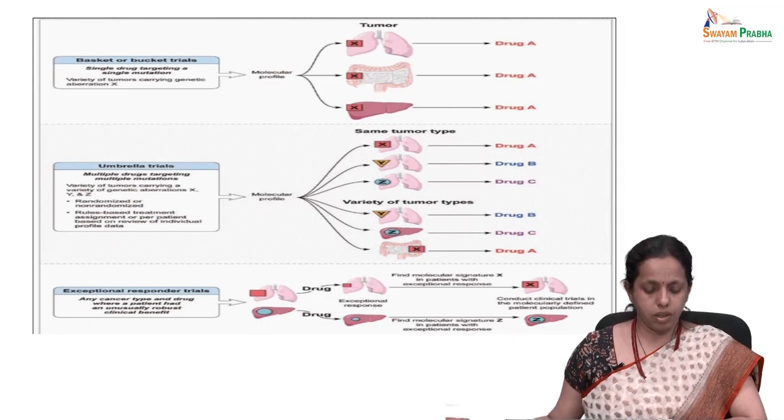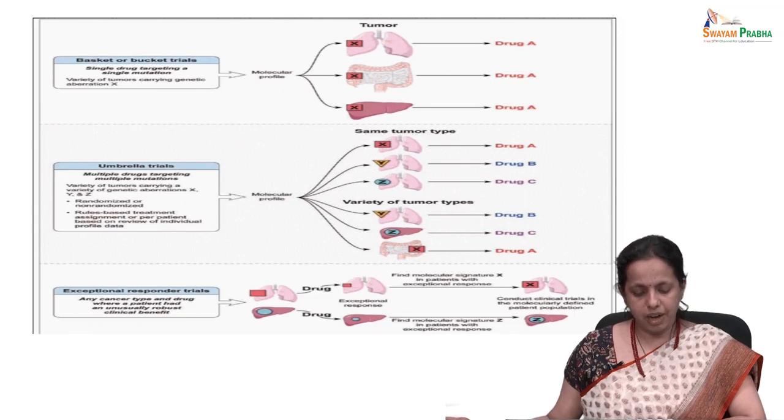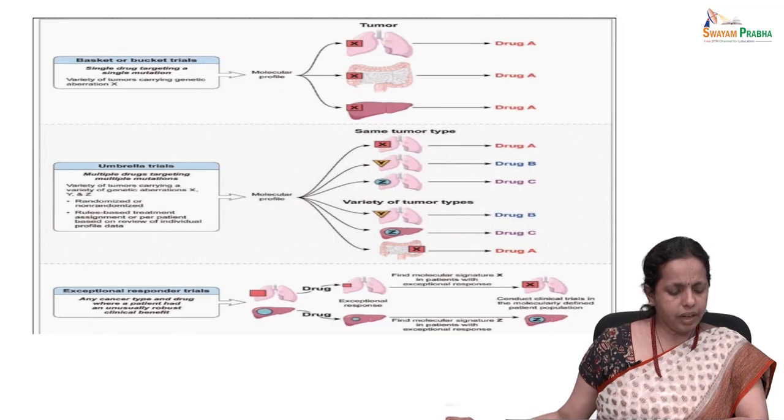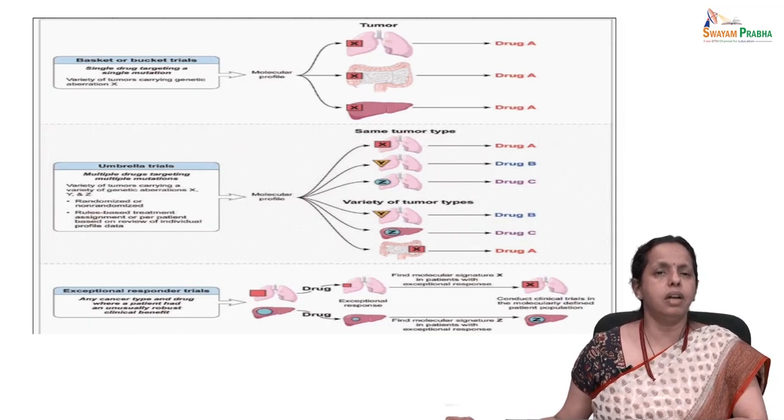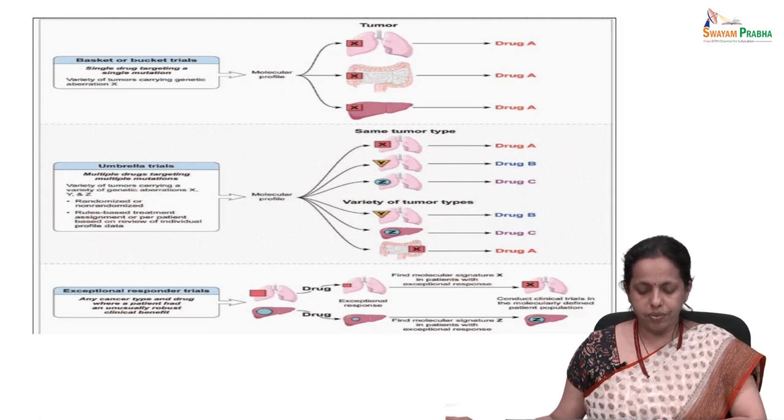Whereas in the umbrella, what is happening here? You have the same tumor type and again even a variety of tumor types. And here also in the same tumor type, you have a difference. See here, it's only a single mutation, only a single molecular difference. But here you have a difference. You have X, Y, Z in the lung, X, Y, Z in the lung and even in the liver and in the colon. So you either have randomized or non-randomized. These are rules based treatment. You have assignment per patient based on the review of the individual profile data. You have different drugs. For example, drug A is for your X mutation. Then you have drug B for Y, and C and D.